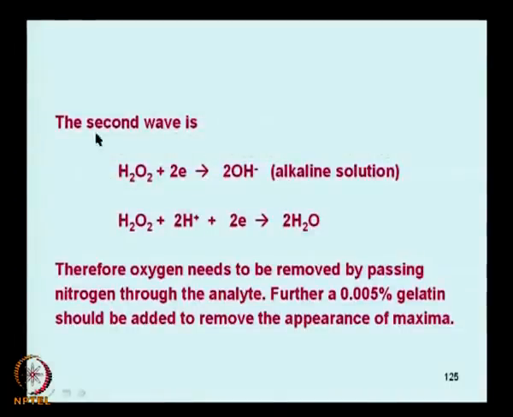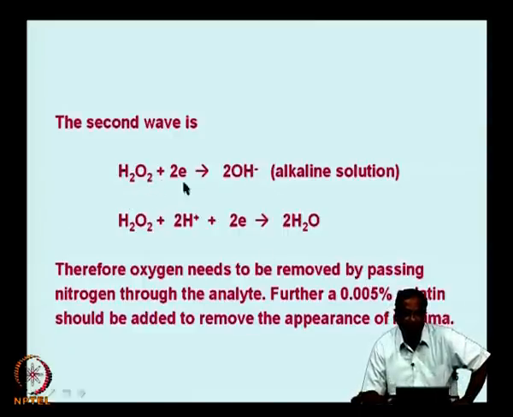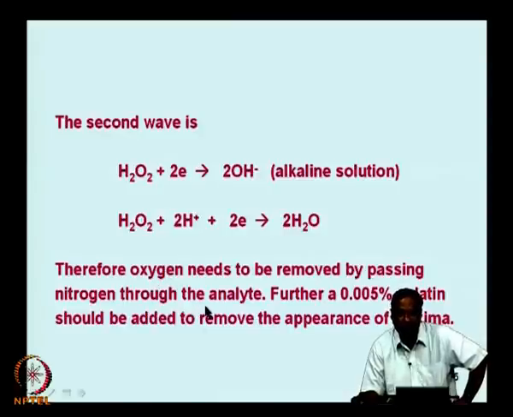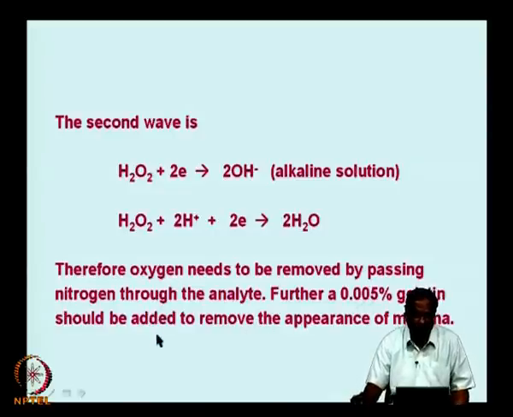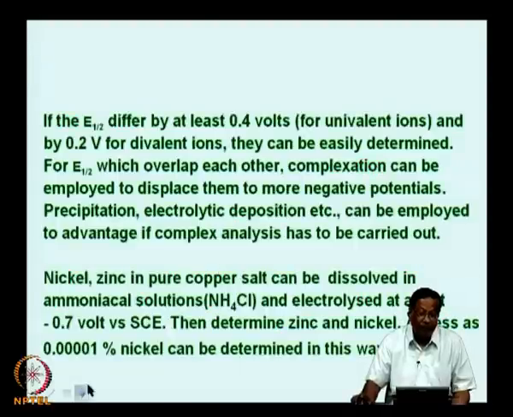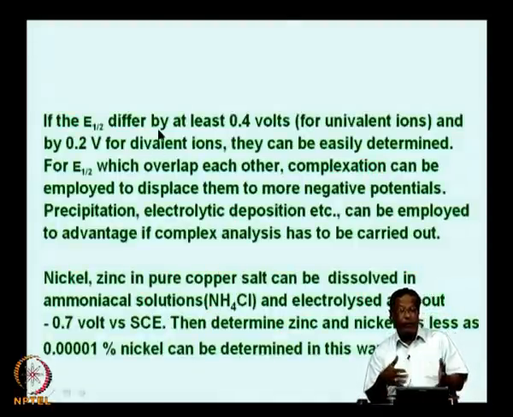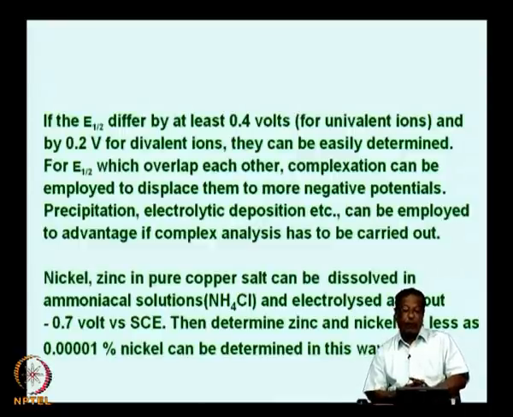So oxygen gives two waves. One is for the reduction of oxygen to hydrogen peroxide, and hydrogen peroxide can further react with two electrons to give OH minus ion. So it gives a second wave, and in acidic medium the reduction product is only water. Therefore, oxygen must be removed by passing nitrogen through the analyte. Further, 0.005% gelatin also should be added to remove the appearance of the polarographic maxima that we discussed in the last class.